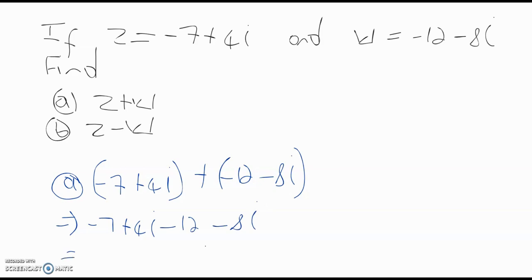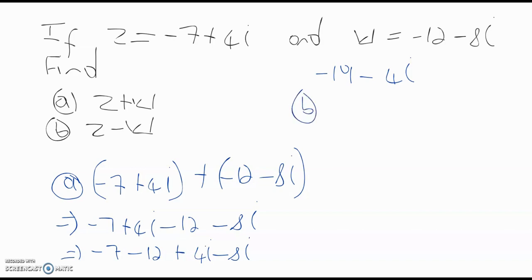Now, looking for the real parts. The real parts here would be negative 7 and minus 12. And we're going to have plus 4i minus 8i. And we simply just break this down. So we have negative 7 minus 12, which is going to be negative 19. And then we have 4i minus 8i, which is going to be negative 4i. So clearly, the real part is negative 19, and the imaginary part is negative 4.